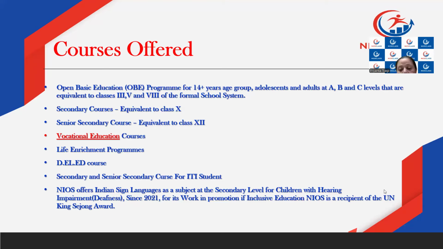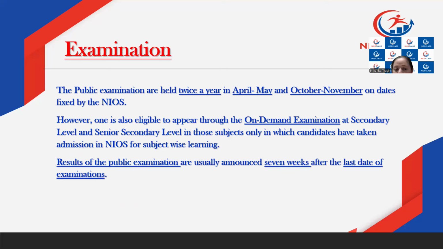Now you can see here how examination is conducted in the NIOS board. In the NIOS board, exams are conducted twice a year, usually April to May and October to November, on dates fixed by NIOS. So in every semester, NIOS releases two date sheets.